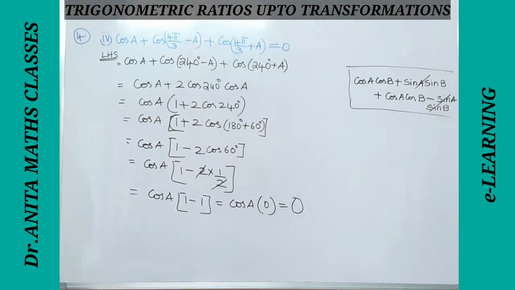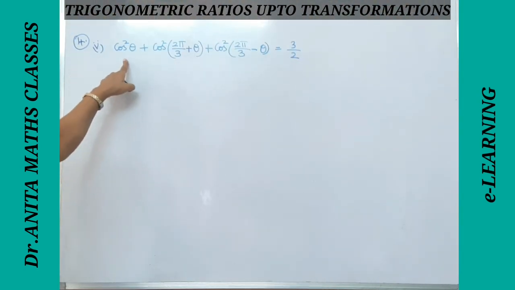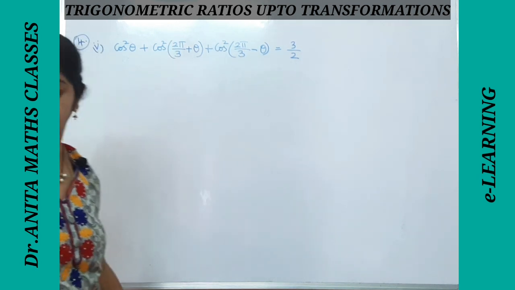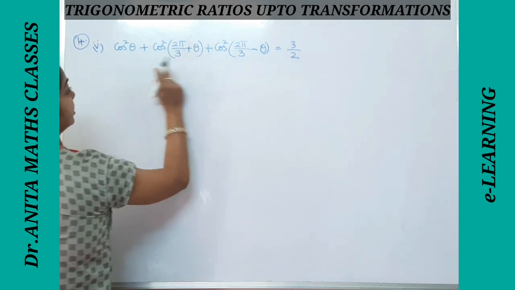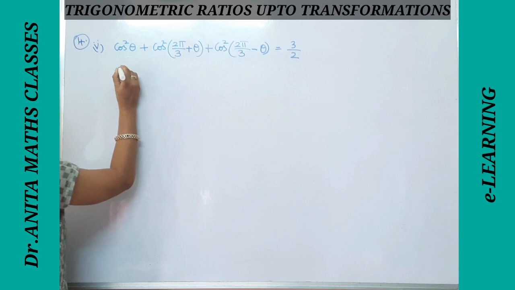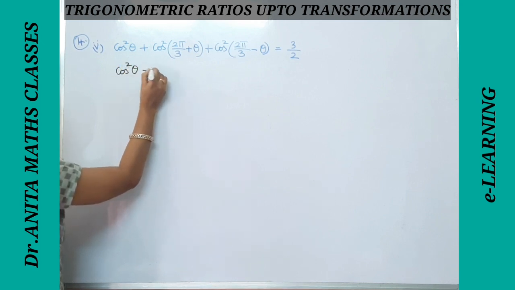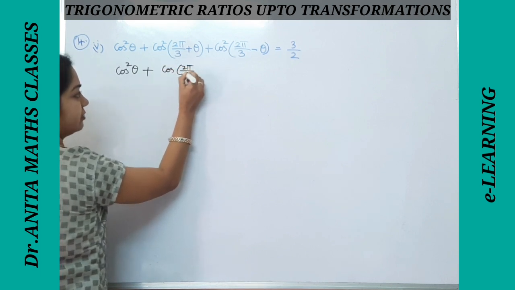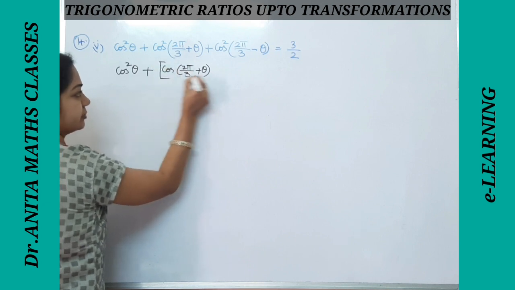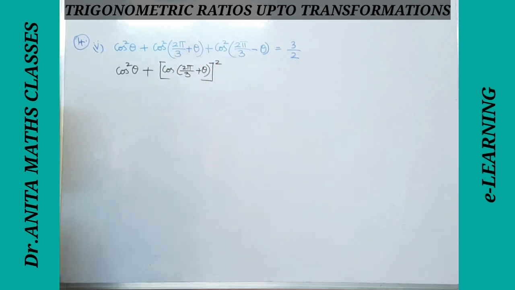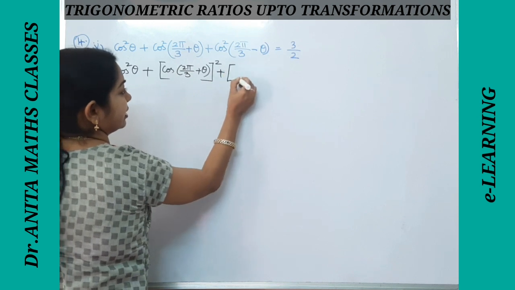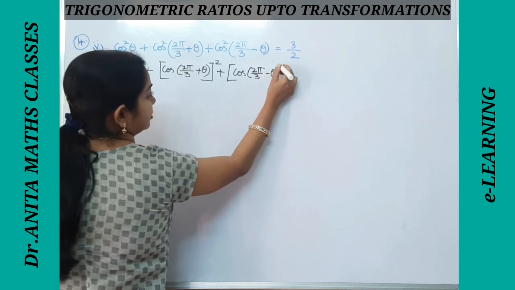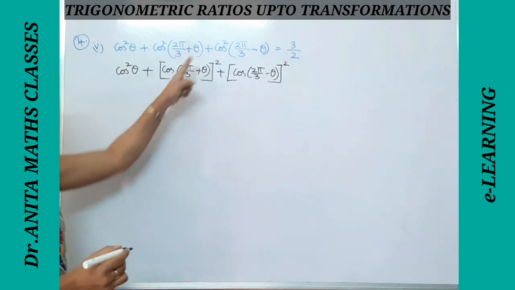Quickly pause the video and note it down. Here, the fifth problem: cos square A, cos square 2 pi by 3 plus theta, cos square 2 pi by 3 minus theta equal to 3 by 2, that is given in the question here in the textbook. Okay, we'll start with this. Here, if you take cos square A as it is, we'll take the LHS part, and here if you see this is cos, we can write this as cos of 2 pi by 3 plus theta whole square, right? Similarly we can write this as cos square, 2 pi by 3 minus theta whole square.